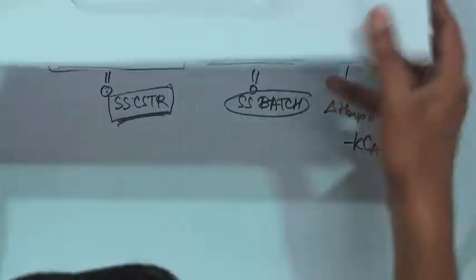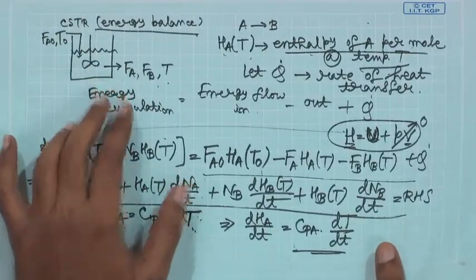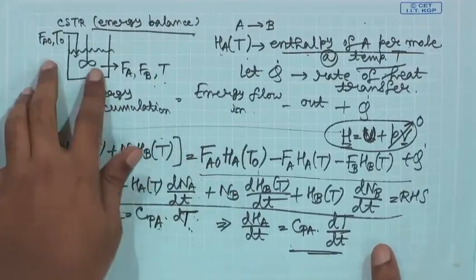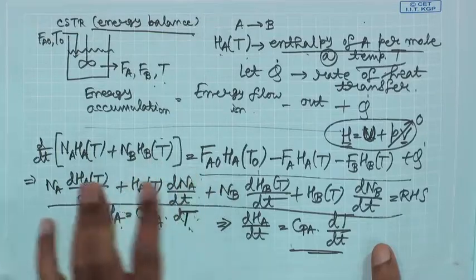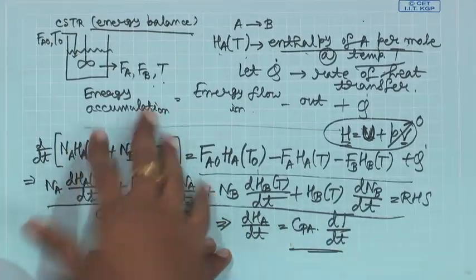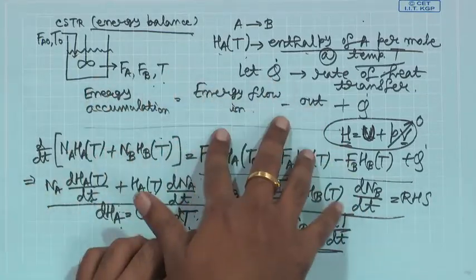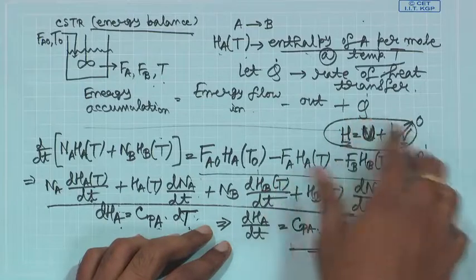So, if you look at that, we started with an energy balance expression, and it is quite general, although we started with a CSTR. For a batch reactor these terms will become 0, and so on. So, we started with this concept that energy accumulation equals energy flow in minus out plus the rate of heat transfer from the reactor.